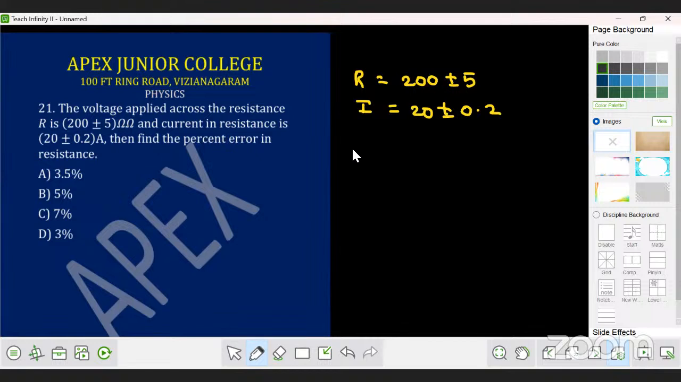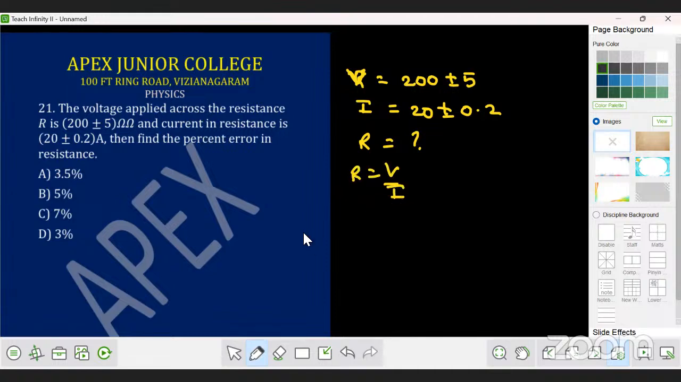Then the question is the percentage error of resistance. Sorry, first one is given voltage. And now the question they're asking is resistance. What is the formula for R? That is equal to V by I only.